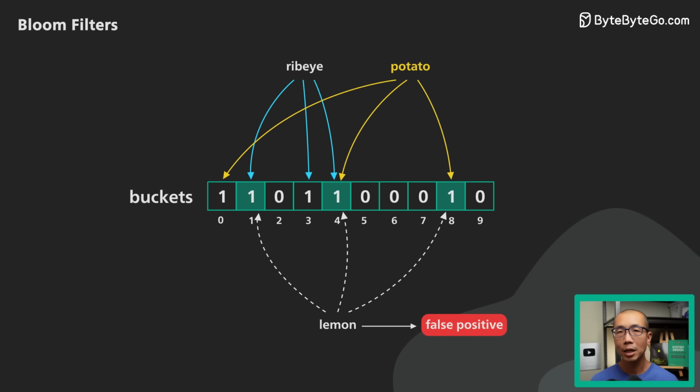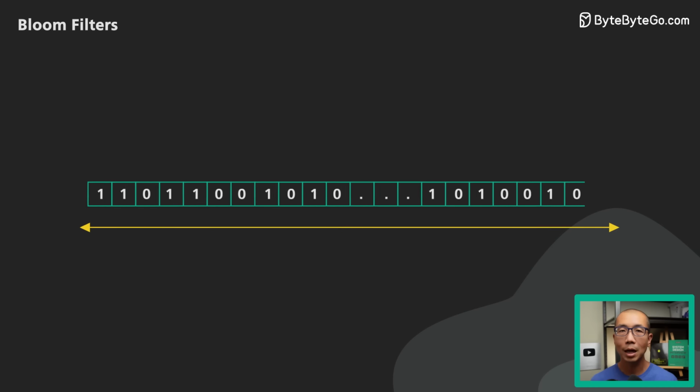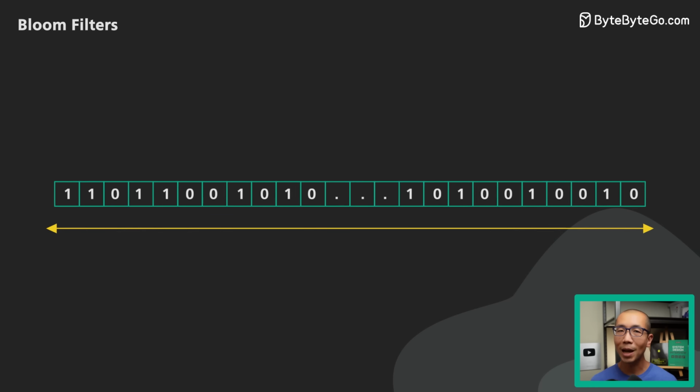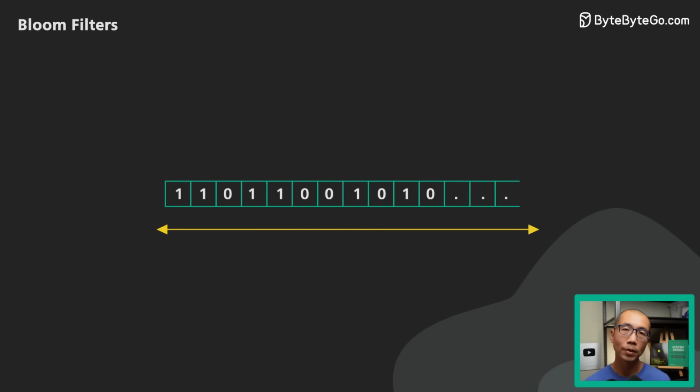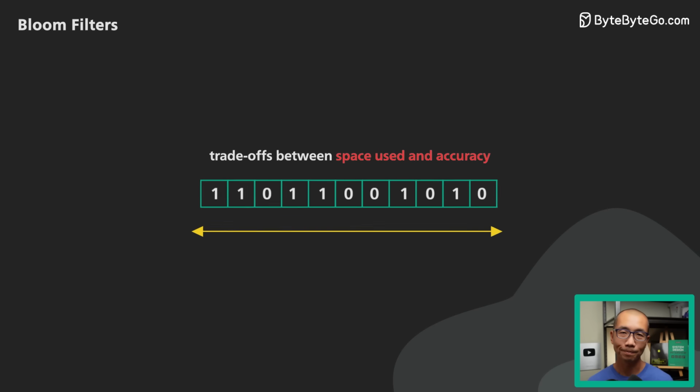In real-life applications, the size of the Bloom filter is much larger than the example here. We can control how often we see false positives by choosing the correct size for the Bloom filter based on the expected number of entries in it. These are trade-offs between space used and accuracy.